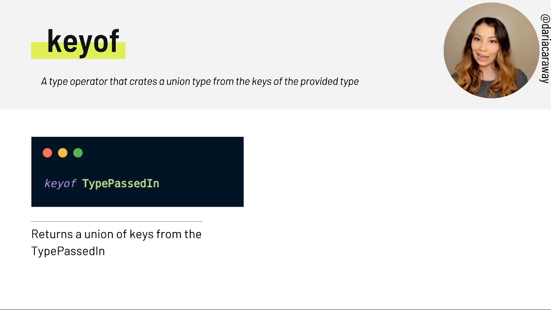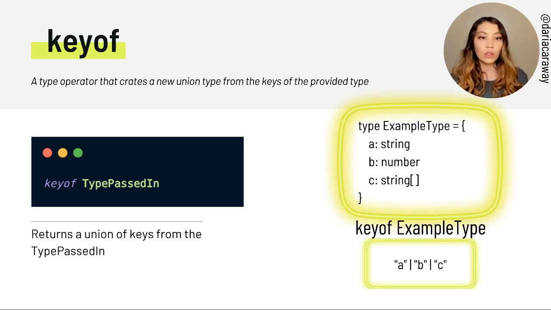So let's investigate it. Here we have a keyof operator. Keyof creates a union type from the keys of the provided type. So here we're going to get keyof type passed in, gives us back all of the keys of that type passed in as a union. So if we have an example type that has A string, B number, C array of string, we run keyof on that example type, we're going to get back the keys A, B, and C as strings in a union.